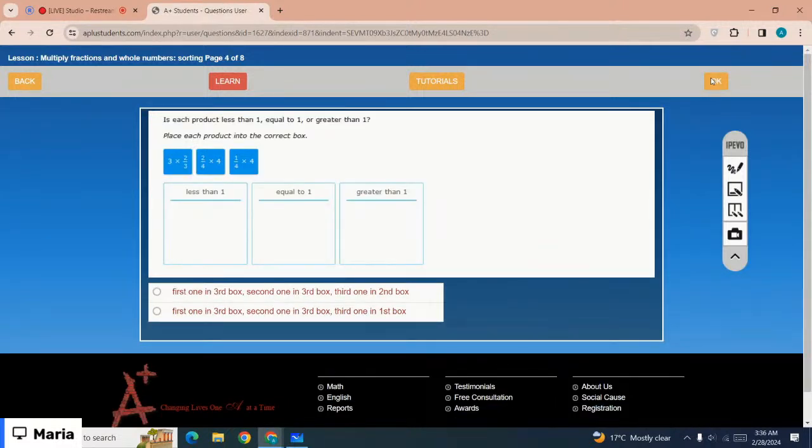Is each product less than 1, equal to 1, or greater than 1? Which is the correct option? That is option number one, right? First one in the third box, second one in the third box, and third one in the second box.